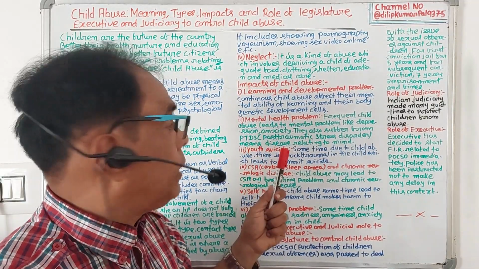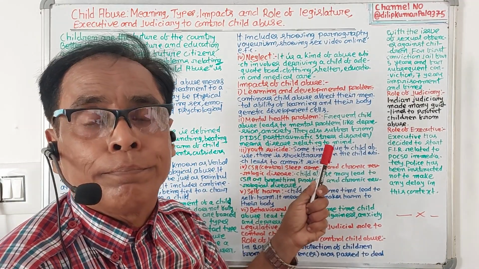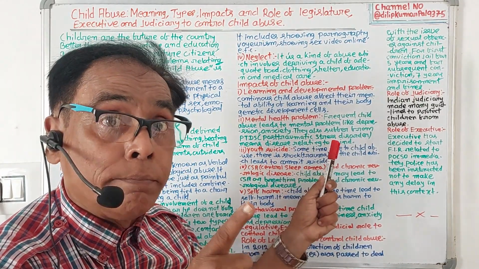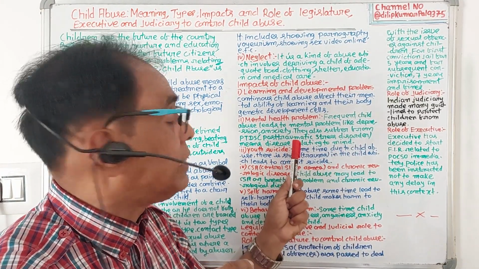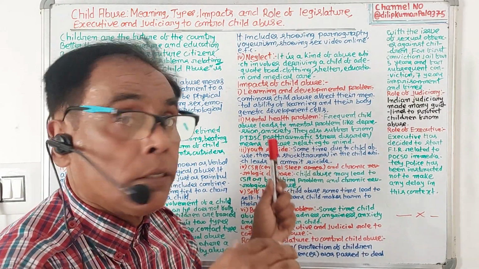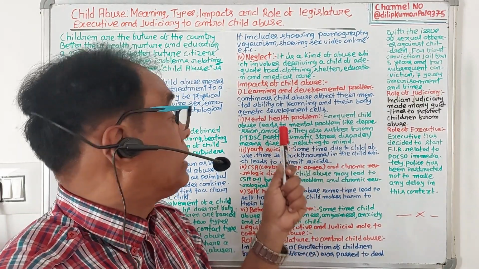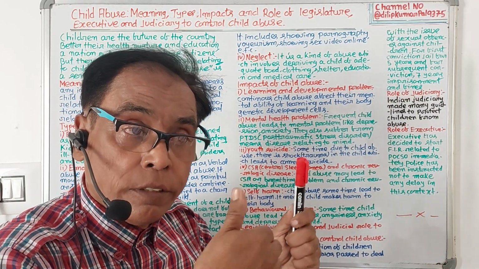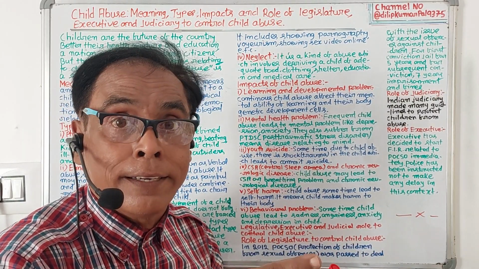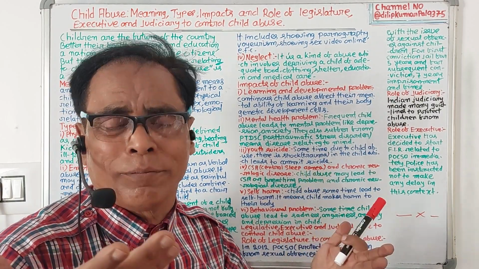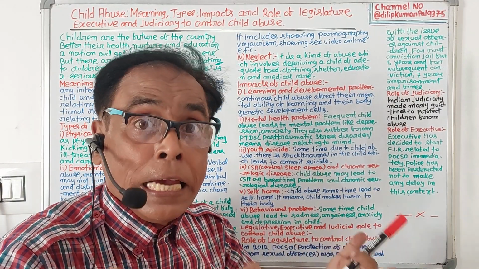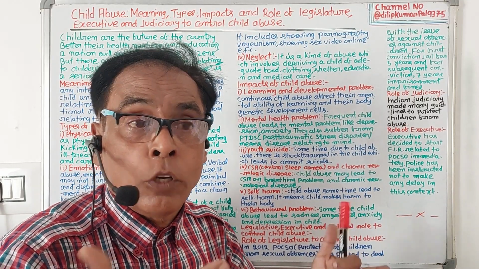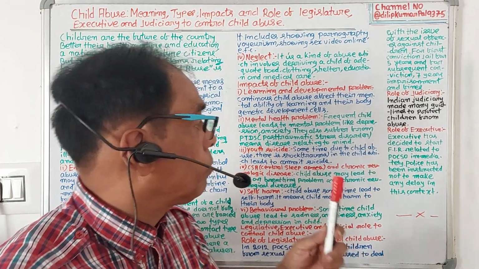Then another impact is mental health problems. Frequent child abuse leads to mental problems like depression and anxiety. If a child is abused, it will affect his mental condition. It will create depression and anxiety. He will be always fearful.